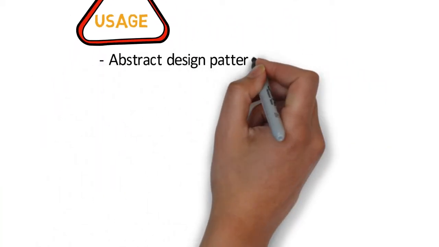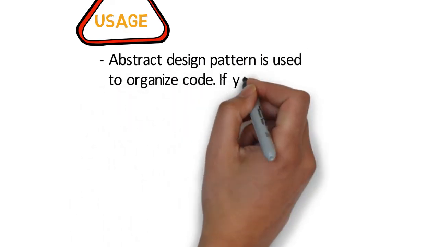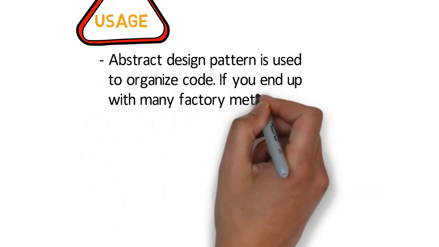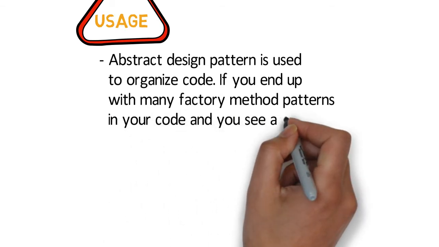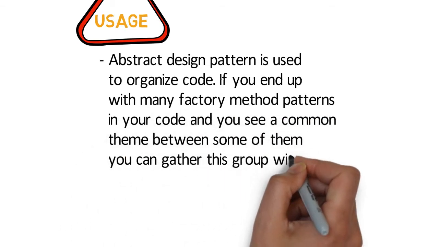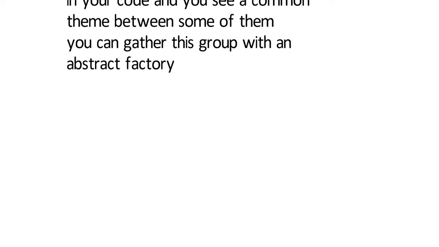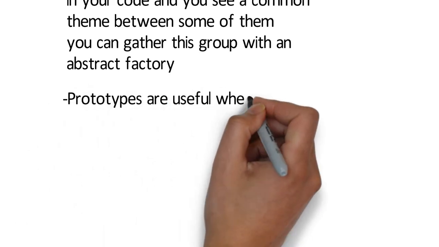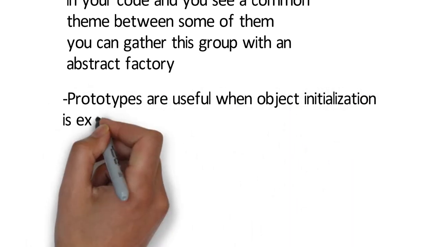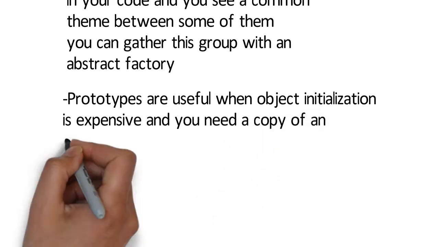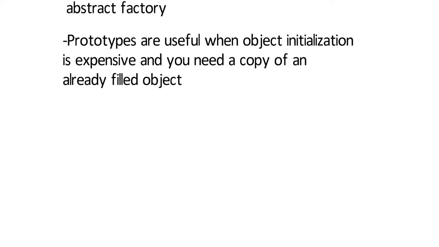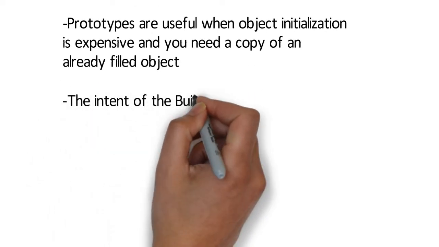Now an abstract factory design pattern is used to organize code. If you end up with many factory methods, and in your code you see a common theme between some of them, you can gather this group with the abstract factory. Now, prototypes are useful when object initialization is expensive and you need a copy of an already filled object. That's the clone of the object.